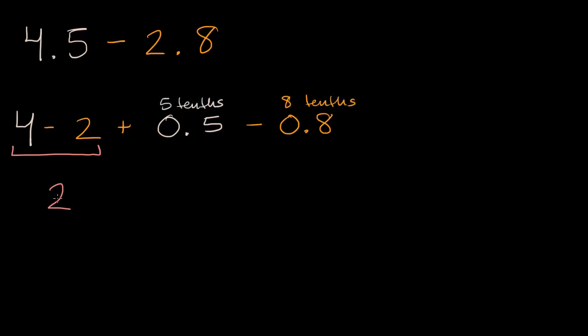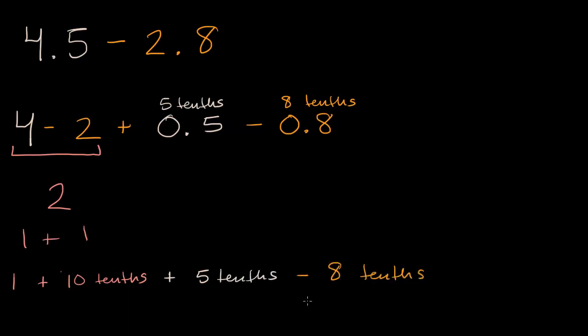And the best way I could think of it is like, what if I were to break up these ones? Because 1 is 10 tenths. So I could view a 2 as 1 plus 1, or I could view this as 1 plus 10 tenths. So if you view a 2 as 1 and 10 tenths, you can then just add those. You can then figure out what is 10 tenths plus 5 tenths minus 8 tenths. What is that going to be?